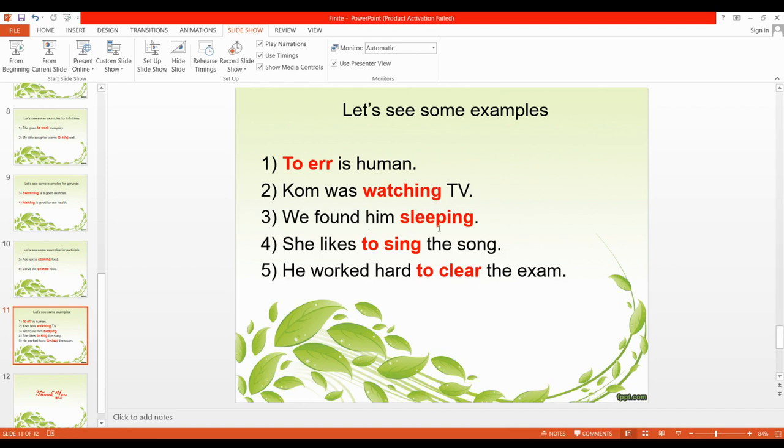We found him sleeping. Then, she likes to sing the song. So likes is finite verb, but to sing is non-finite verb. He worked hard. Worked is finite verb. To clear is non-finite verb. So like that we can differentiate the types of verb in the sentences. Very simple. Finite verb means it has some changes in the verb. Non-finite verb means there is no change in the verb.